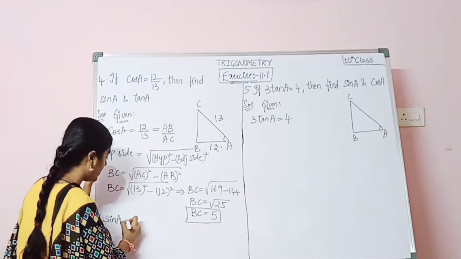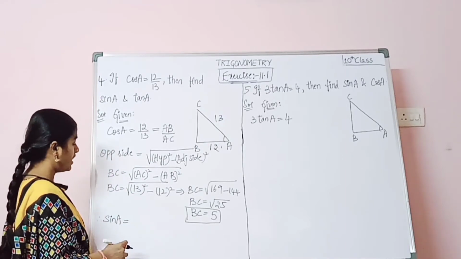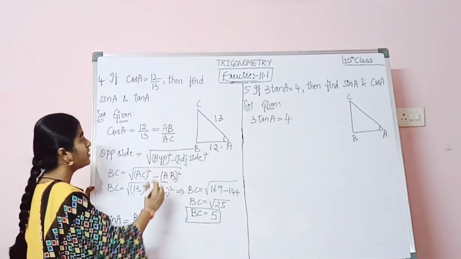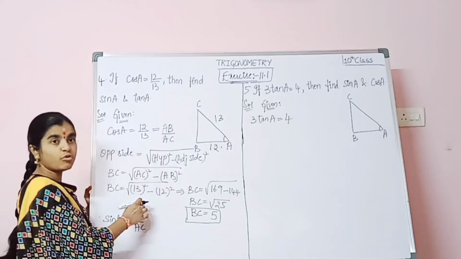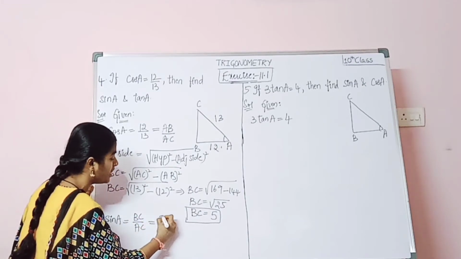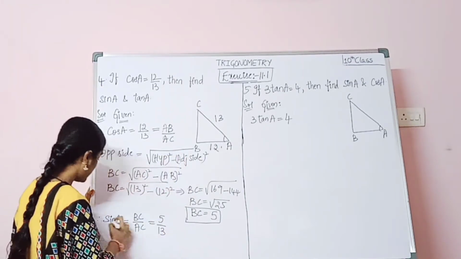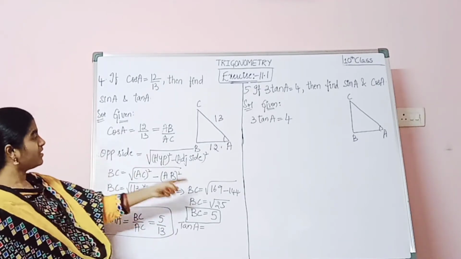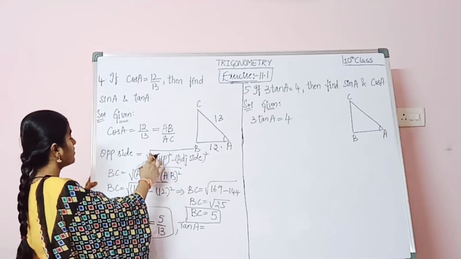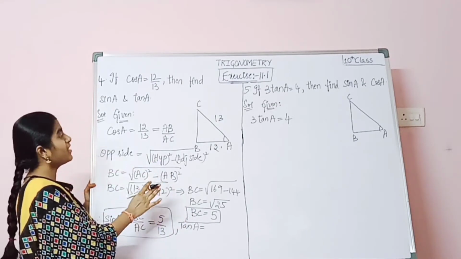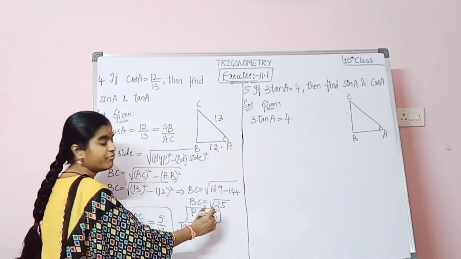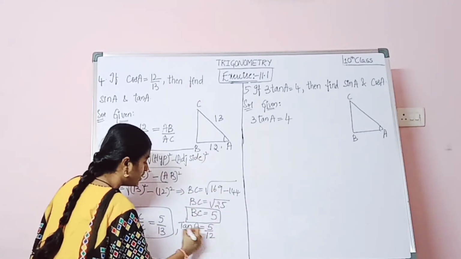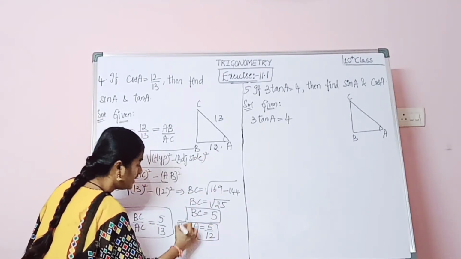Now with the help of this opposite side, let us find sin A and tan A value. Therefore sin A equals, what is sin A? Opposite side by hypotenuse. What is opposite side here? BC. BC by, what is hypotenuse? AC. What is BC here? 5 by hypotenuse 13. So sin A equals 5 by 13. Now tan A. Tan A equals opposite side by adjacent side. What is opposite side? We got 5. Next adjacent side. What is adjacent side? AB 12. So tan A equals 5 by 12.